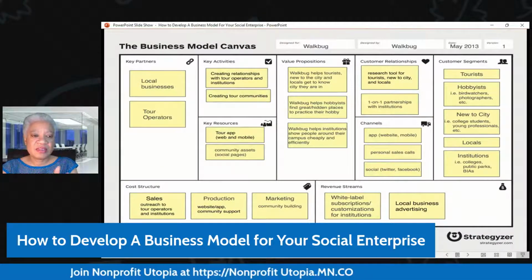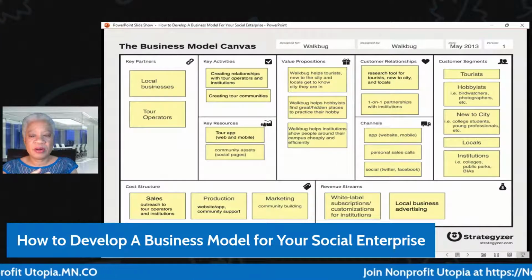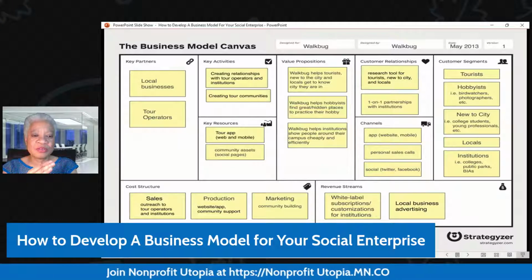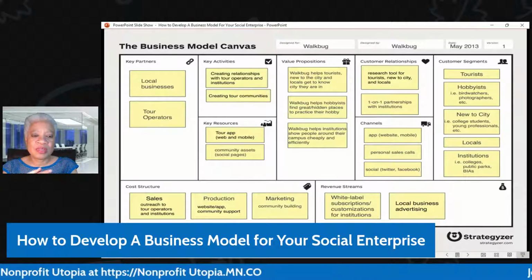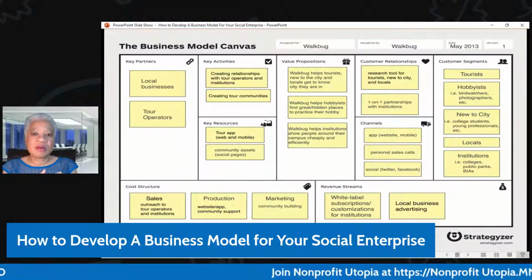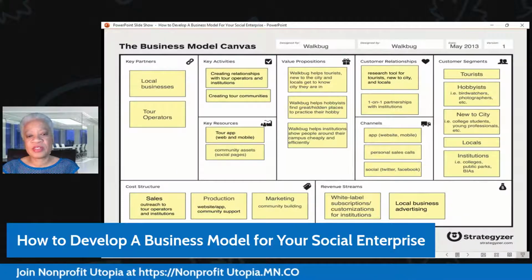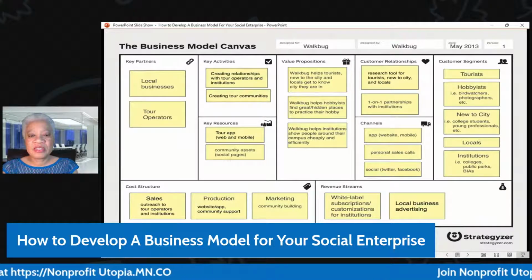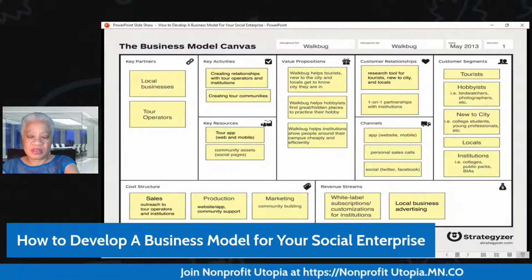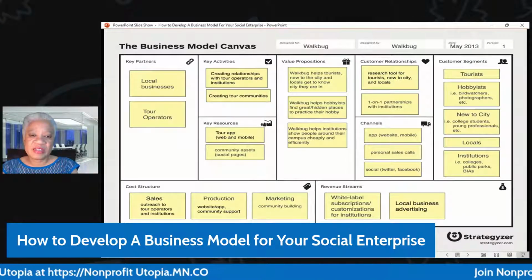So in this instance, local businesses and tour operators were their key partners. Their key activities were creating relationships with tour operators and institutions and creating tour communities. The key resources were their tour app, which was on the web as well as mobile, and then their community assets, their social pages. All right, the value propositions. Notice they looked at their value propositions. They have more than one value proposition. And again, this is based on the various customers that they have.